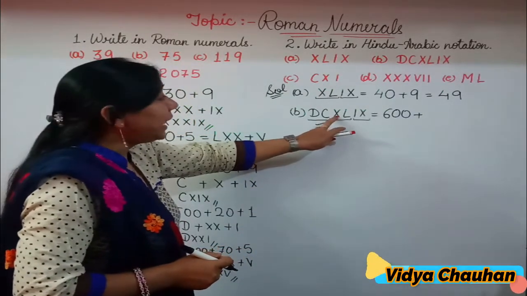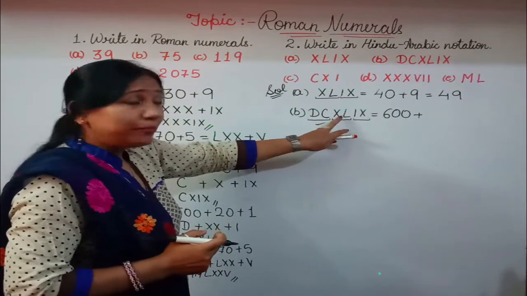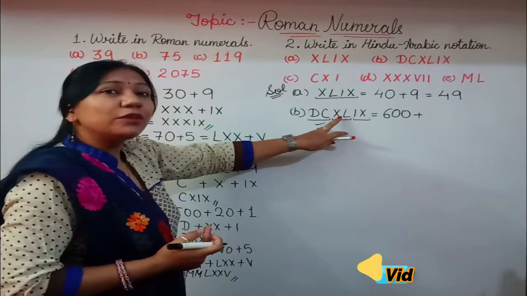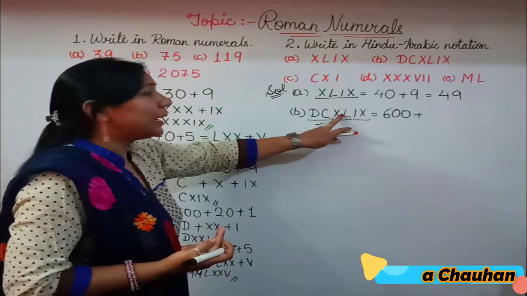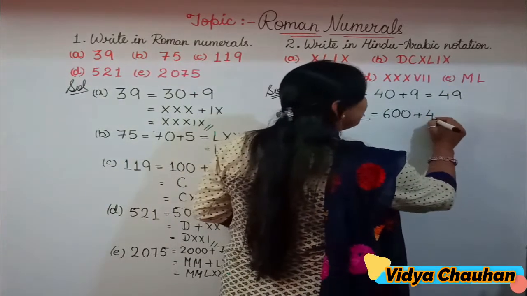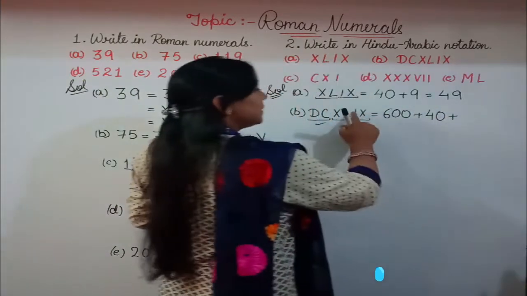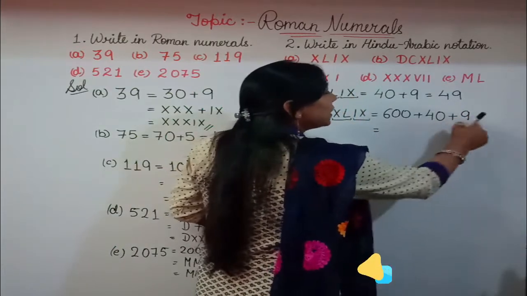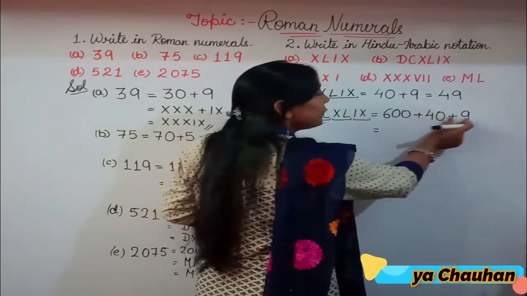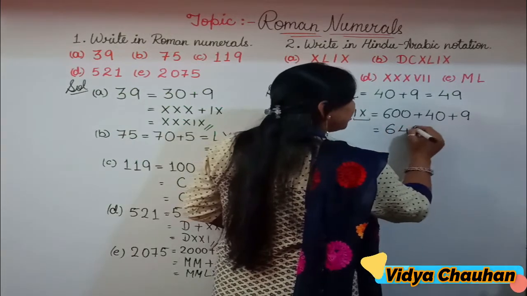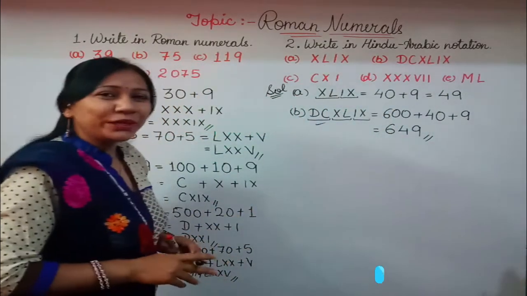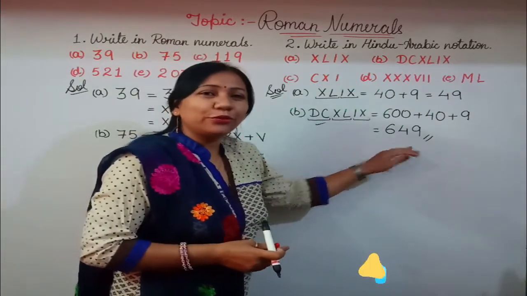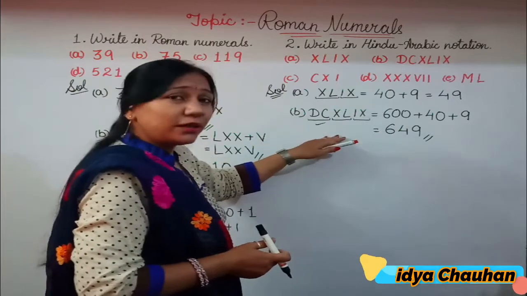Coming to the second group, XL. X means 10, L means 50. A smaller value is preceding the bigger value, so it will be subtracted. What is 50 minus 10? 50 minus 10 is 40. Plus IX, as we have already done in the first part, it is 9. Now combine all these values: 600 plus 40 plus 9 gives 649. Okay students, so this is how you have to convert a Roman number to its Hindu Arabic form. I hope these two solutions are clear to all of you.